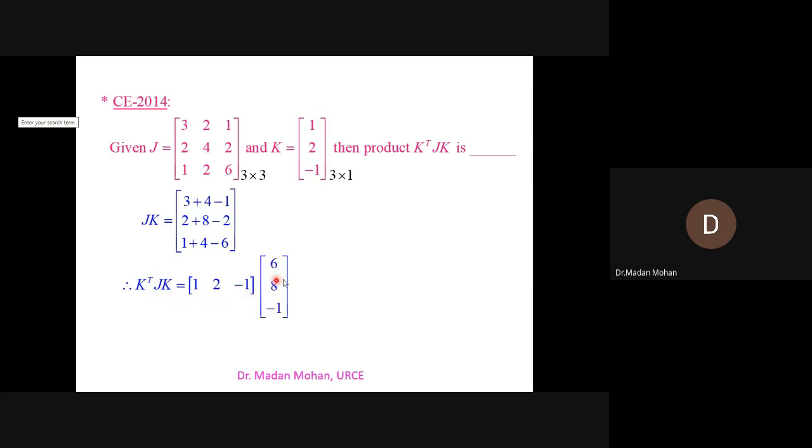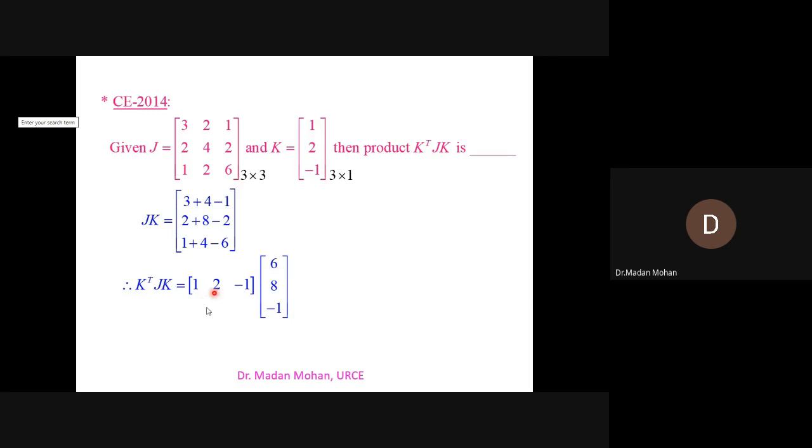It is JK, this one. JK is nothing but 3 plus 4 minus 1, which is 6. Here 2 plus 6, 8. Okay, I am writing JK. This is 6, this is 8, and this is minus 1. This is JK, calculated.